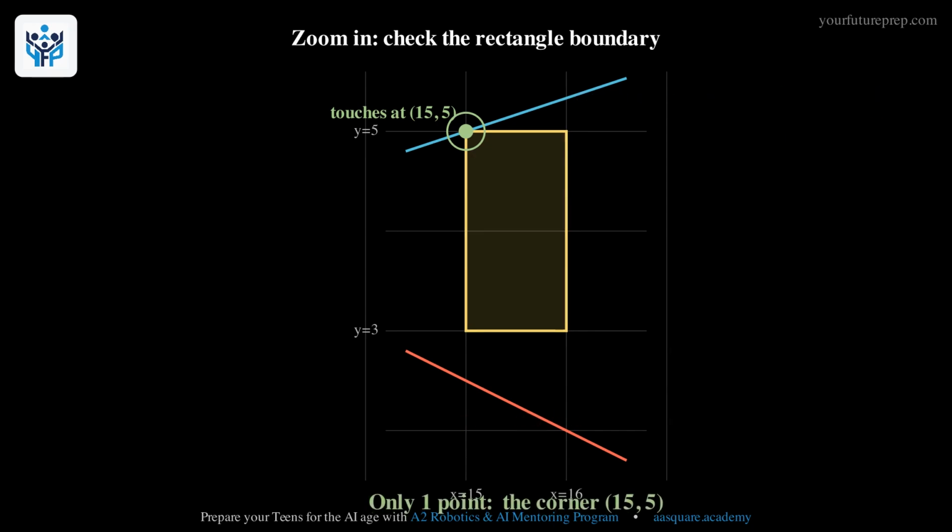So only line 1 meets the rectangle, and only at the single corner (15, 5). The total number of points is just 1. The answer is 1.